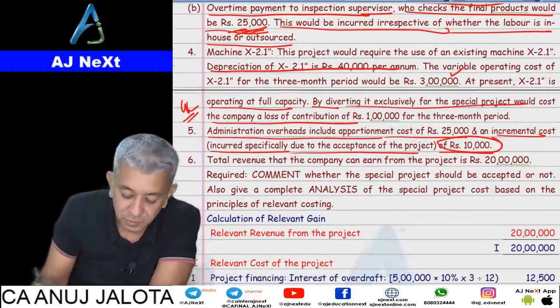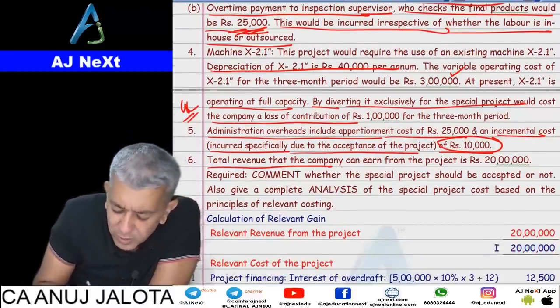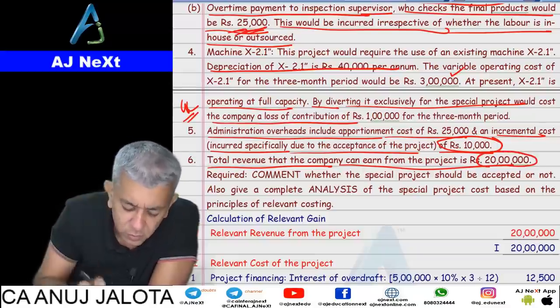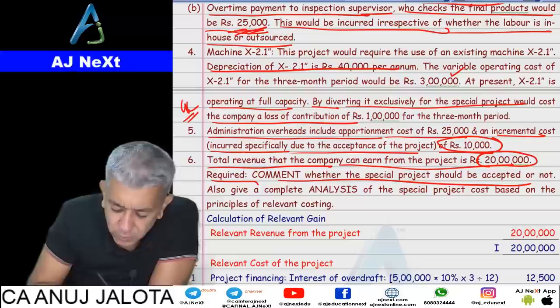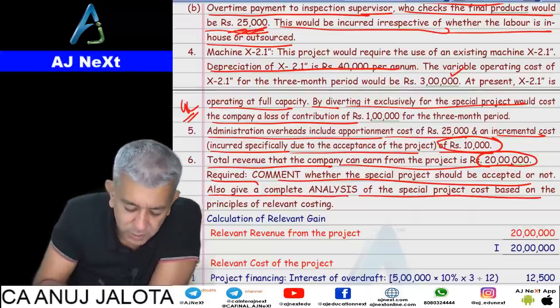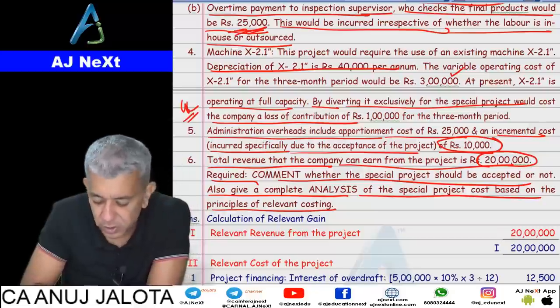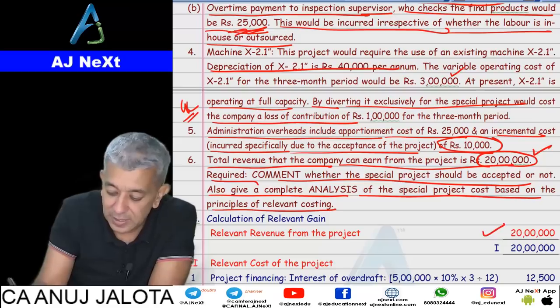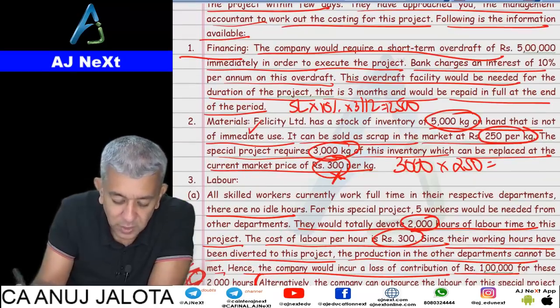Further, total revenue that the company can earn from the project is 20 lakhs. So this will be your relevant revenue required. Comment whether the special project would be accepted or not. Also, give complete analysis of the special project based upon principles of relevant costing. Okay, so 20 lakhs will be your relevant revenue. All done. Then in your cost, you can keep on writing.